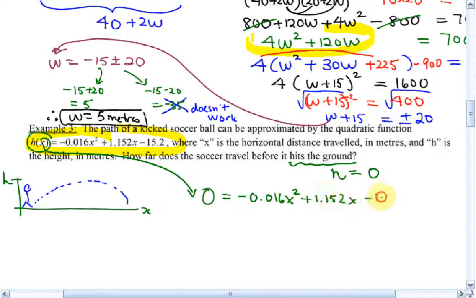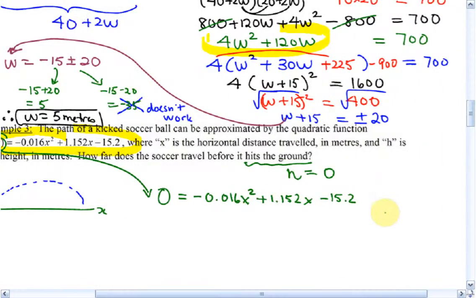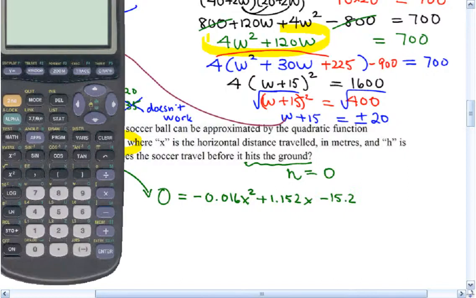1.152x minus 15.2. And ladies and gentlemen, after you've done that, I just want you to solve by completing the square. And those of you who are scared now because you see these ugly decimals, don't be afraid. The steps are the same. But bring out your calculator because your calculator will help you deal with these ugly decimals.